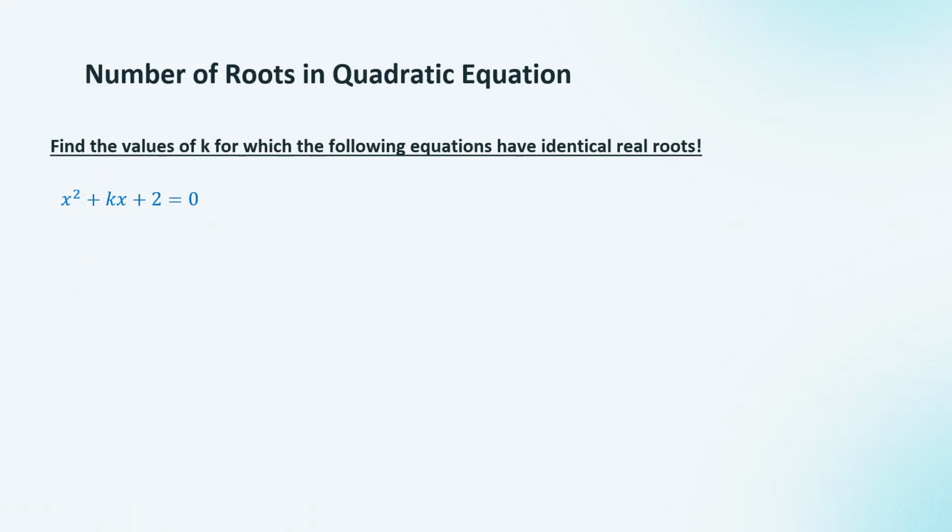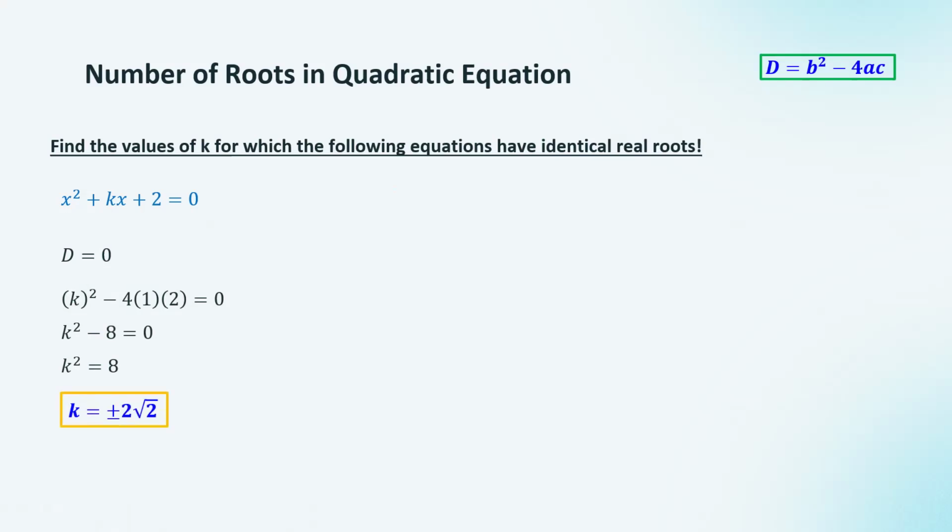Now, this is one of the more tricky examples usually shown in this material. We need to find the values of k for which the following equations have identical real roots. I'll put the formula for the discriminant in the top right in case you forget. We have to remember that if a quadratic equation has identical real roots, the discriminant is going to be 0. So we can input the a, b, c values: k squared minus 4 times 1 times 2 equals 0. And we have the following equation, k squared equals 8. And then we can find the k value, which is plus or minus 2 times square root of 2.